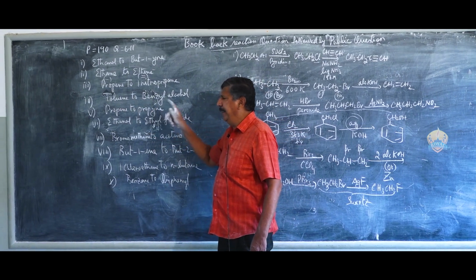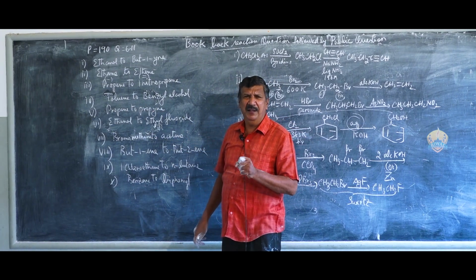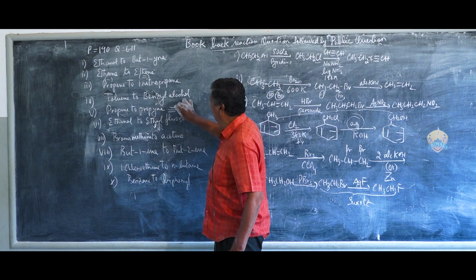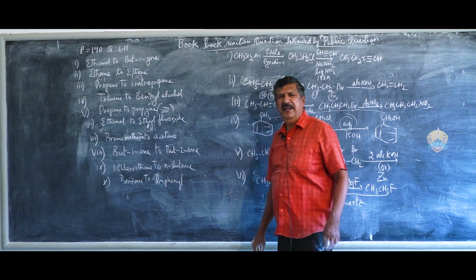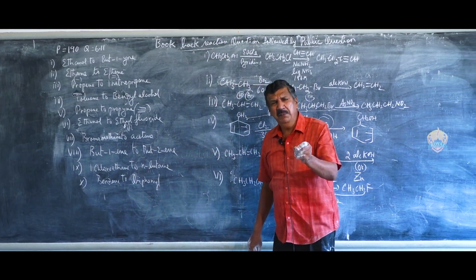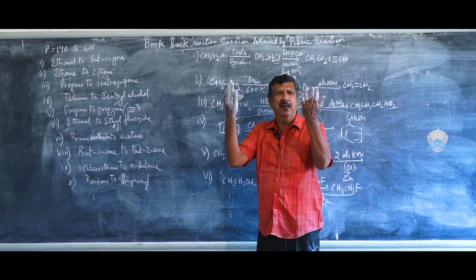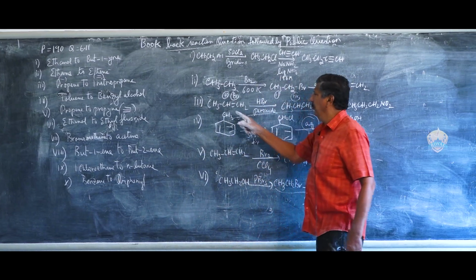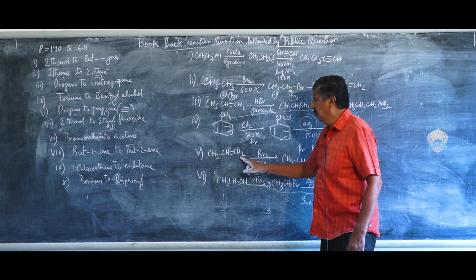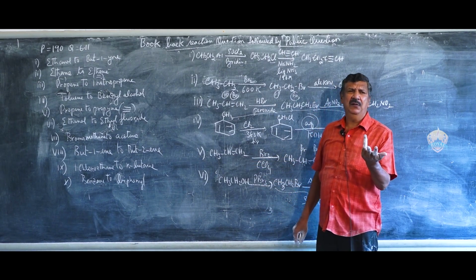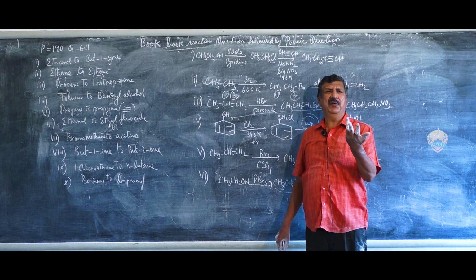Propene to propyne. What is the concept here? A double bond is converted into a triple bond. How can this be done? By removing 2 hydrogens here. But is it possible to remove 2 hydrogens directly? No, there's no chance of removing.